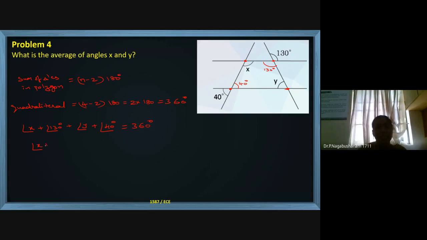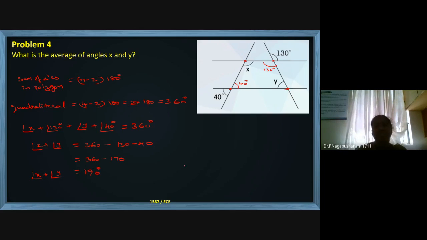We have angle X plus angle Y. This is 360 minus 130 minus 40. So 360 minus 170, which becomes 190 degrees. So what we have calculated is the sum of angles. What they are asking is the average of angles X and Y.